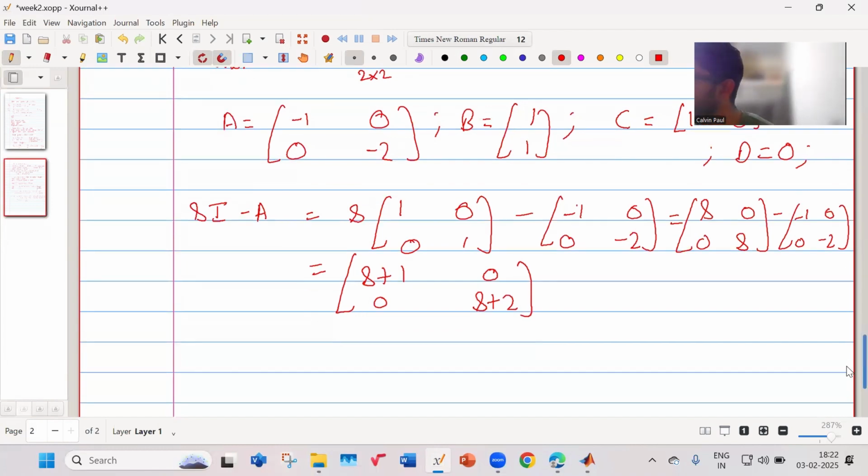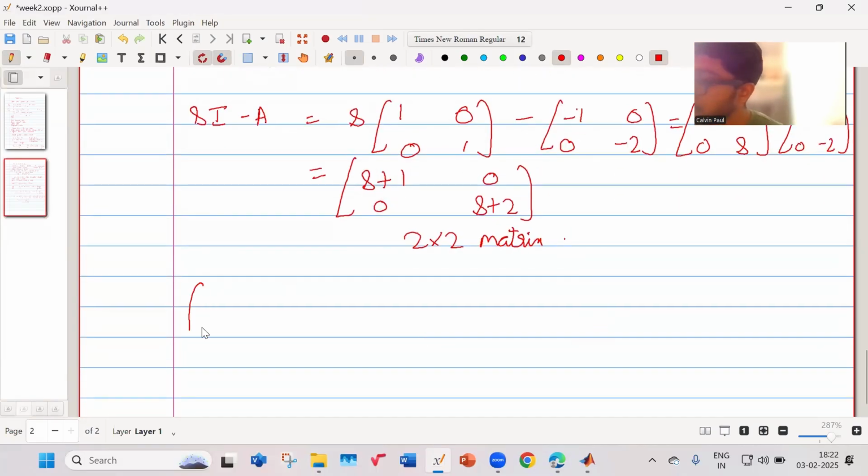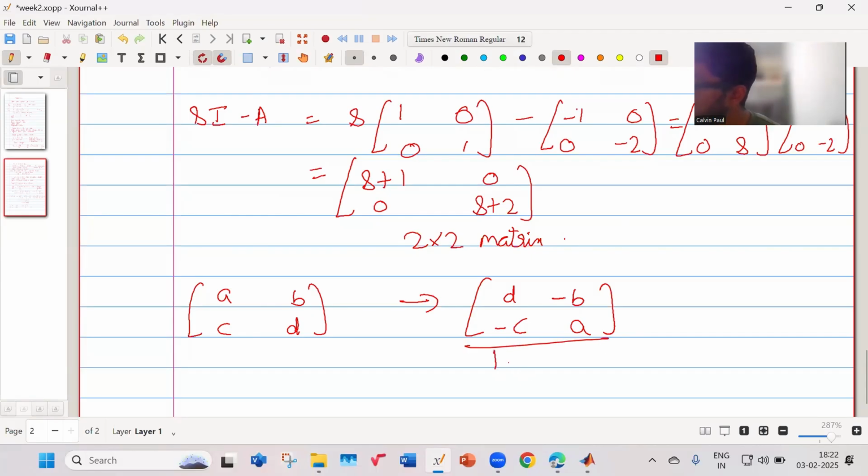Now we have to find the inverse of the matrix. The inverse of a matrix is a computational thing and it takes time. For a 2 cross 2 matrix, there is a shortcut to find the inverse. Suppose we have a 2 cross 2 matrix given by, let us say, [A, B; C, D]. Its inverse is given by interchanging the diagonal elements, so this will become D, this will become A, and the signs of the non-diagonal elements will change, becoming minus B and minus C, divided by the determinant of that matrix, that is AD minus BC.